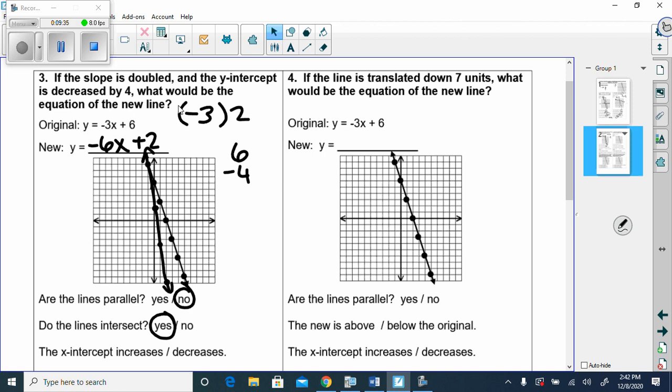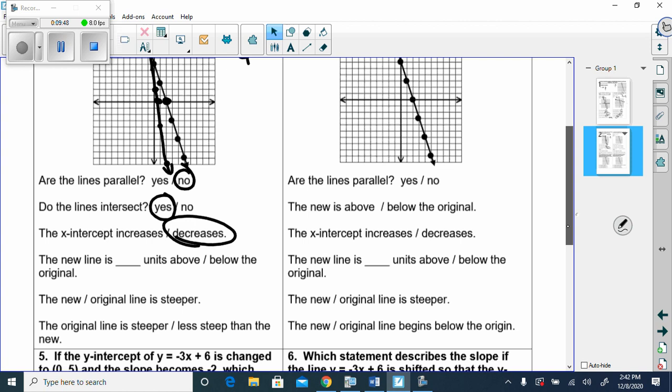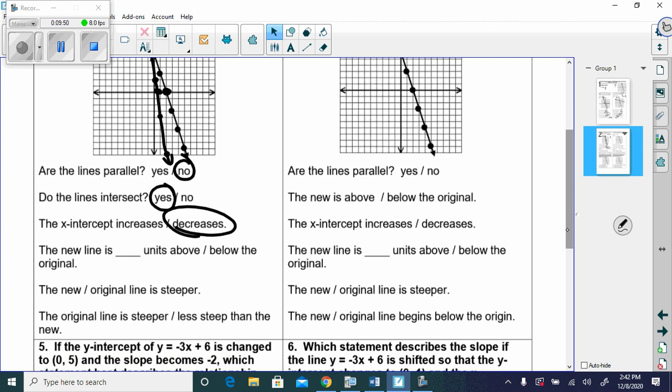Okay, so here's where it was. Here's where it is now. Decrease. It moved to the left. Okay? It then says the new line is blank units above or below the original. Below, and yes, good, by 4. Okay. And is the new equation steeper or less steep?